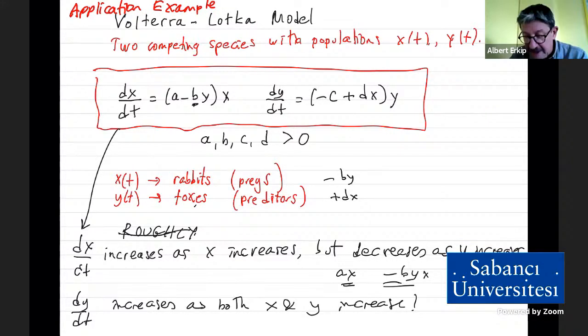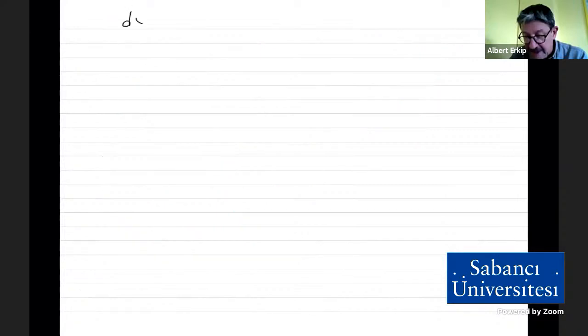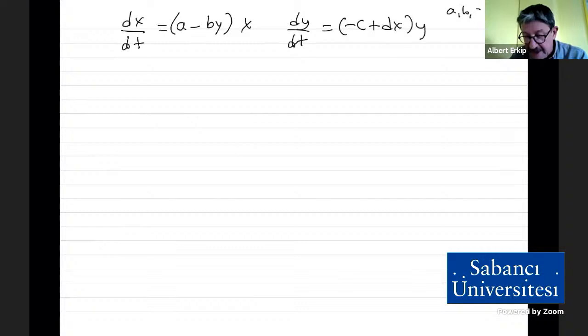A, B, C, D are constants. Now with this model, I want to see what happens. So let me write this model: dx/dt is equal to (a minus by) x, and dy/dt is equal to (minus c plus dx) y. These a, b, c, d are positive constants in the model, depending on the physical quantities, so they are physical constants.